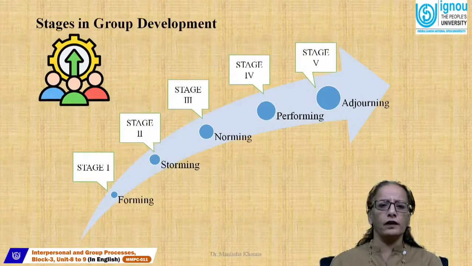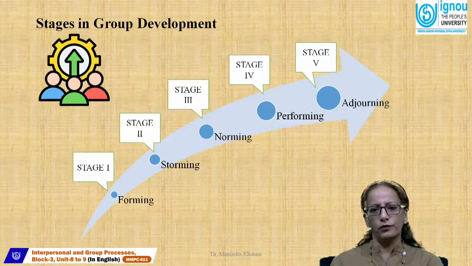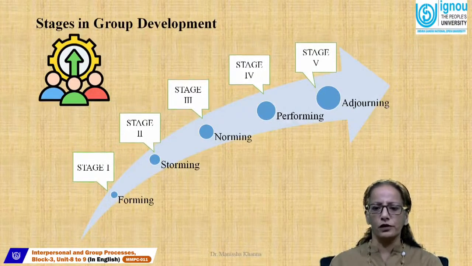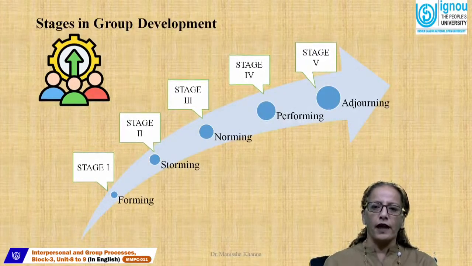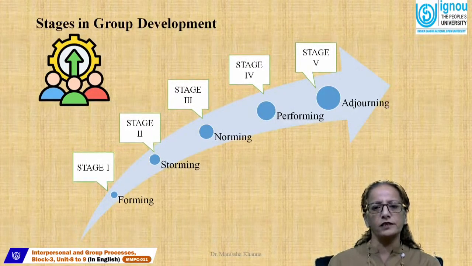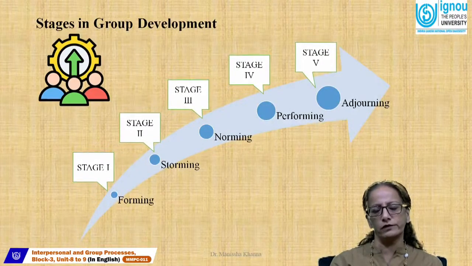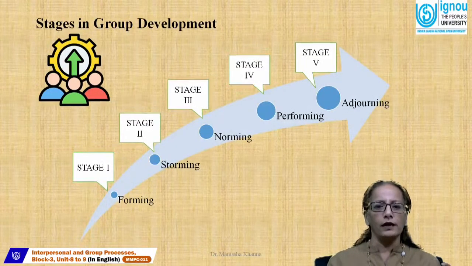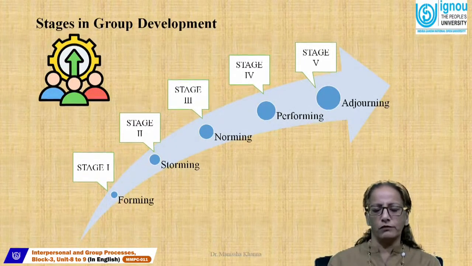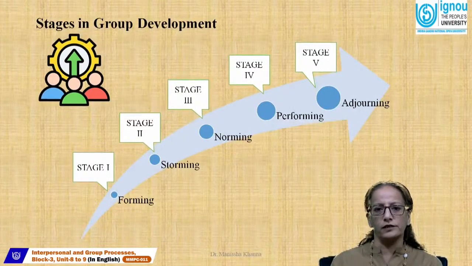Performing is when they are in action, when that particular group is actually working for a particular purpose. That is stage 4. And finally, stage 5 is adjourning. Adjourning refers to when the task is complete, the objective is done, the project is complete, and they return to their work and leave the team, the group, that setup. That is the fifth stage, which is called the adjourning stage.